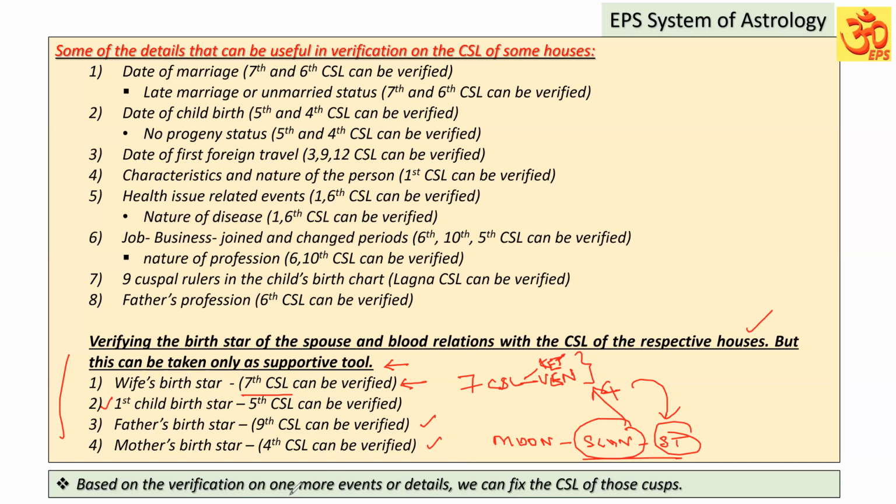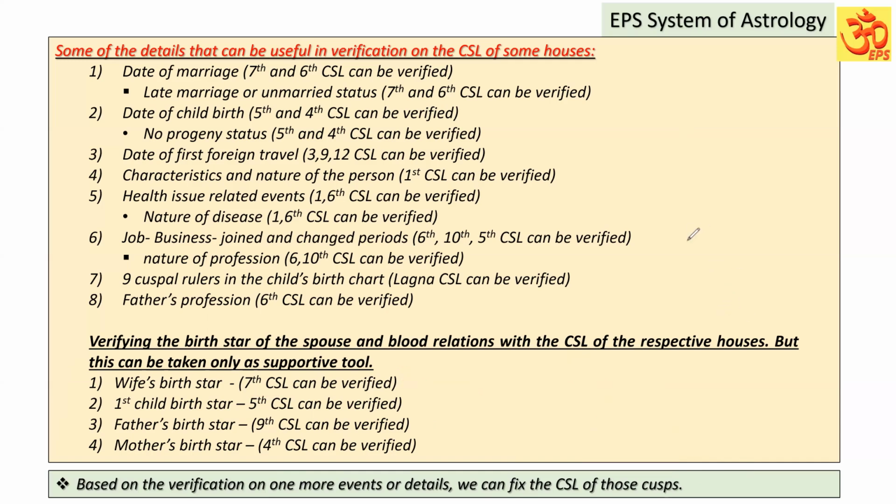Based on the verification of one or more events or details, we can fix the cuspal sublord of those cusps. So not just with one event. If you take more and more details, that will be more useful in fixing the cuspal sublord of those houses. Such detailed verification is required when the native says, sir, I was born between 6 a.m. and 7 a.m., or I have a doubt, 6:10 to 6:20 a.m. is my birth time. I'm not sure about the actual birth time.